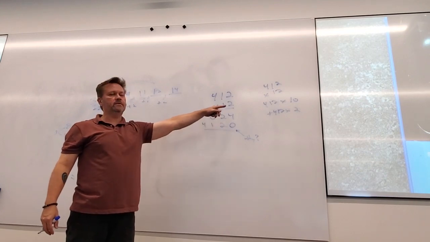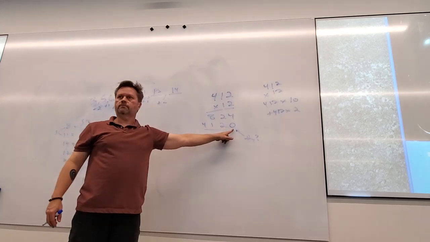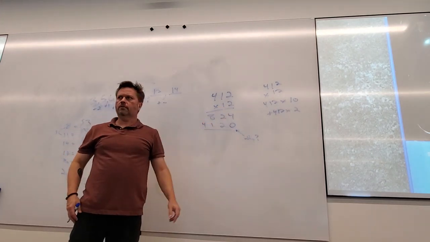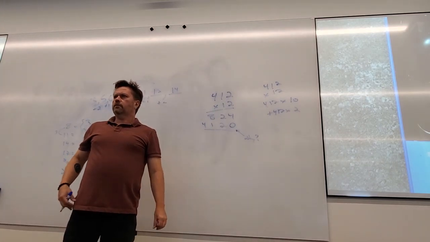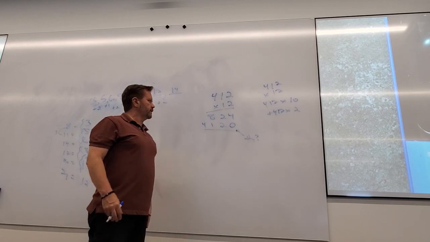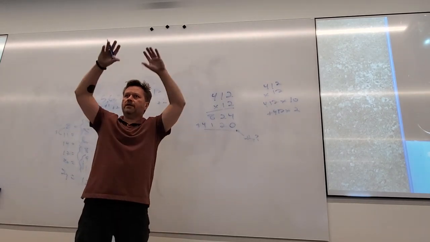Because what's 412 times 10? 4,120. And 412 times 2 is 824. So why did you write a plus 4,112 on the bottom? Because that's what you're supposed to do next. You're supposed to add those, like you told me.